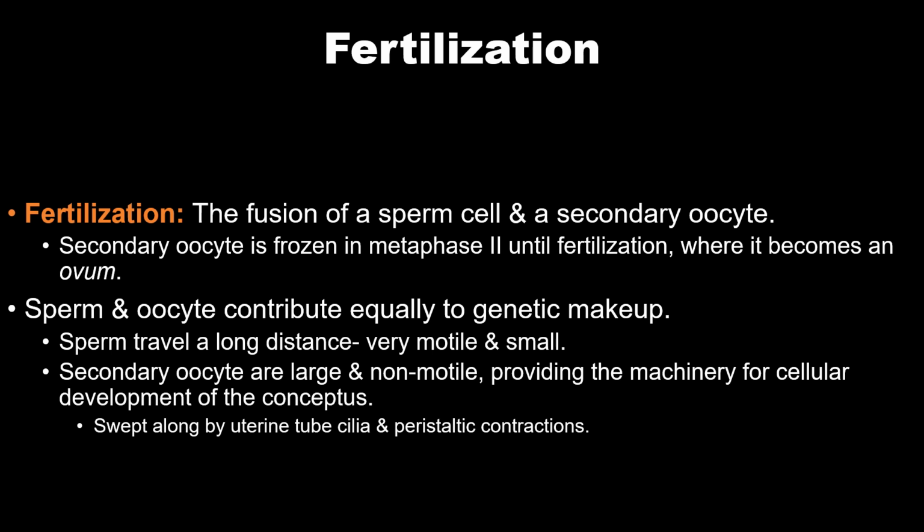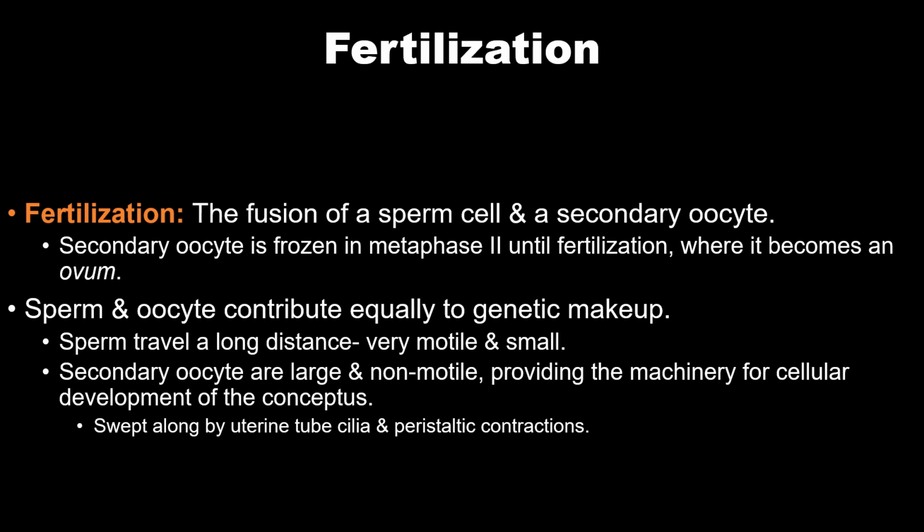For example, a sperm cell has to be very small and very motile because it has to travel such a long distance to reach that oocyte. In contrast, an oocyte is relatively large because it has to provide that cellular machinery necessary for that first week of development. And it is non-motile, meaning that it does not provide itself any sort of movement. Instead, it is simply swept along by cilia that line the uterine tubes and a sort of gentle peristaltic contraction that pushes this secondary oocyte from the ovary to the uterus.